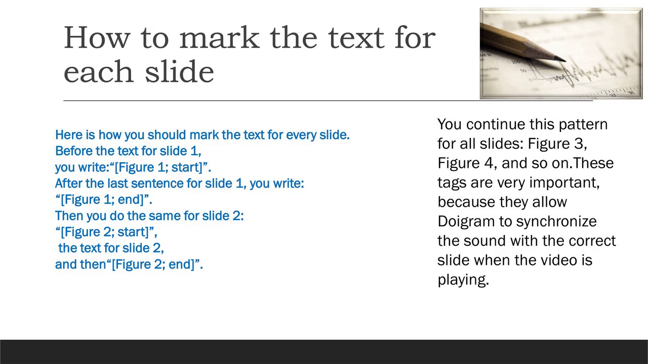Now let us see how to mark the text for every slide. Before the text for slide 1, write the tag [figure_1;start]. After the last sentence for slide 1, write the tag [figure_1;end]. Then do the same for slide 2: write [figure_2;start], then the text for slide 2, and then [figure_2;end]. Continue this pattern for all slides, figure 3, figure 4, and so on.